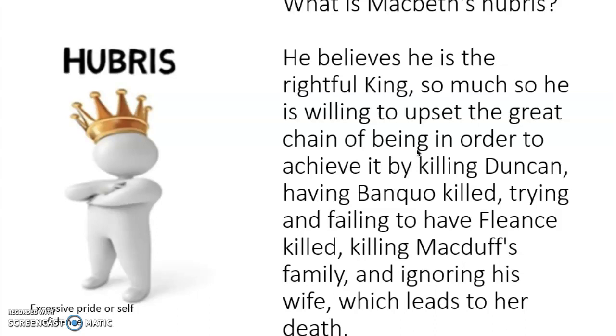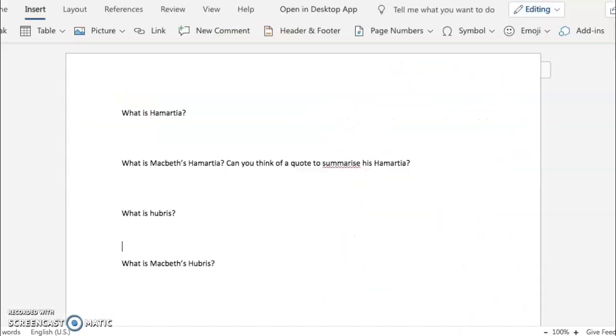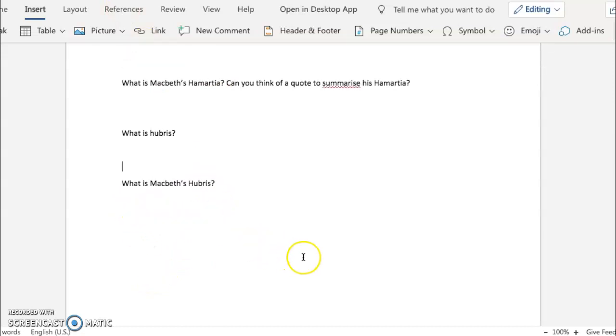that he is going to be the king, but he's going to take fate into his own hands by killing Duncan, having his best friend Banquo killed, trying to kill Fleance, who obviously was prophesied that he would be king as well, and killing Macduff's entire family and his servants in his castle, completely ignoring his own wife, and that ultimately leads to her death. So what's Macbeth's hubris? Well, it's the belief that he has that he's the rightful king. But as a result of that, all of these things happen. Go ahead, find the bit in your document, what is Macbeth's hubris, and fill in the gap there.